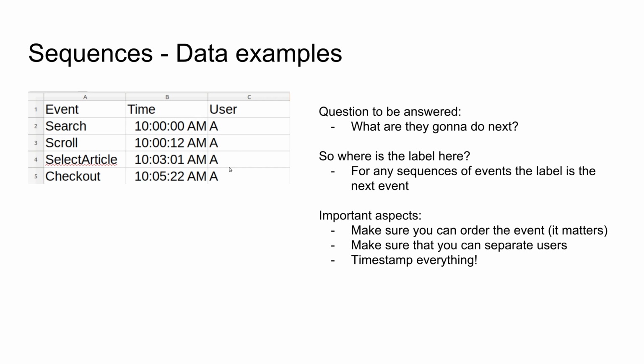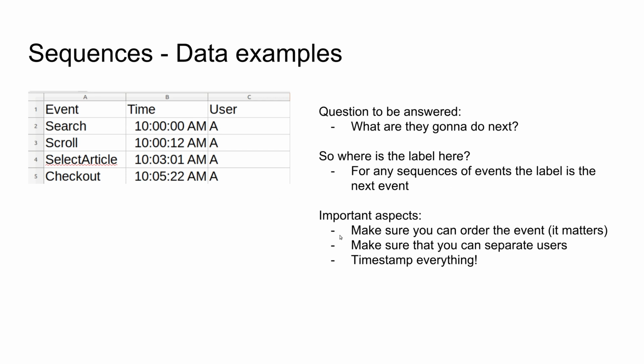So the label in this particular case is the next sequence, right? You can take event 2, 3, and 4, and then the label is going to be number 5. So you will always have a label in this case, because as long as you have a next event, that is going to be your label.